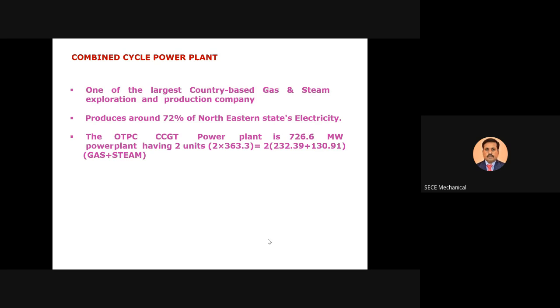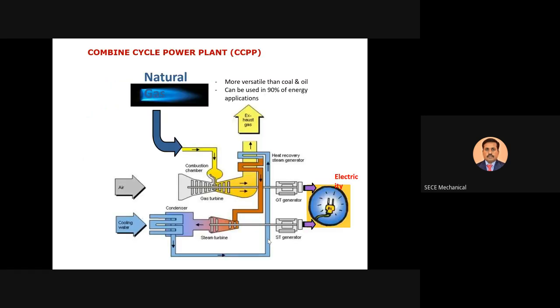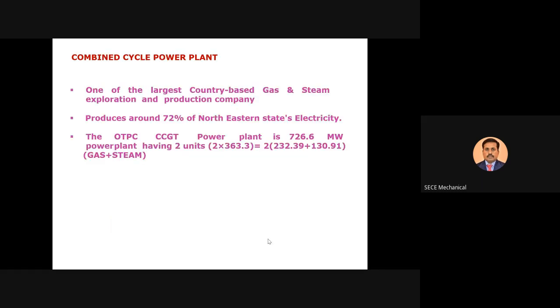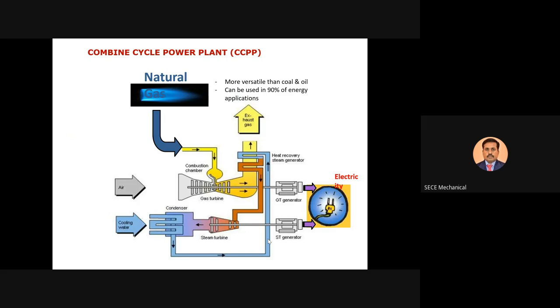So in the US, it is the largest country-based gas and steam based power production company. Maximum, in this we can generate power at 55 percent. At the same time, 90 percent of the heat energy can be utilized for power generation. So this is more versatile than coal and oil.